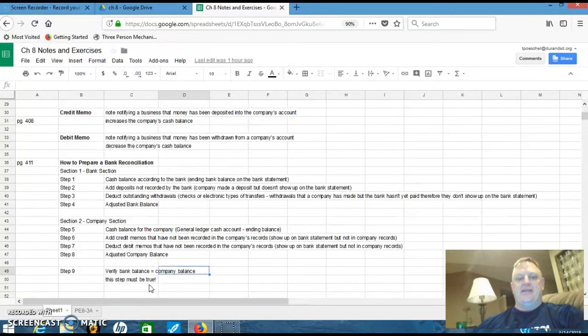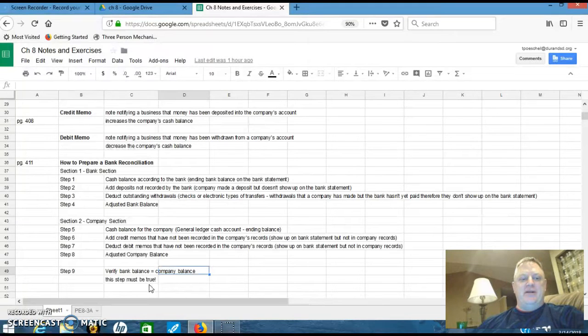Your book says outstanding checks. I say withdrawals because you could have some kind of electronic withdrawals, so checks or electronic types of transfers. Basically, withdrawals that a company has made but the bank hasn't yet paid, therefore they don't show up on the bank statement, but they do show up in the company's records. Then you get your adjusted bank balance.